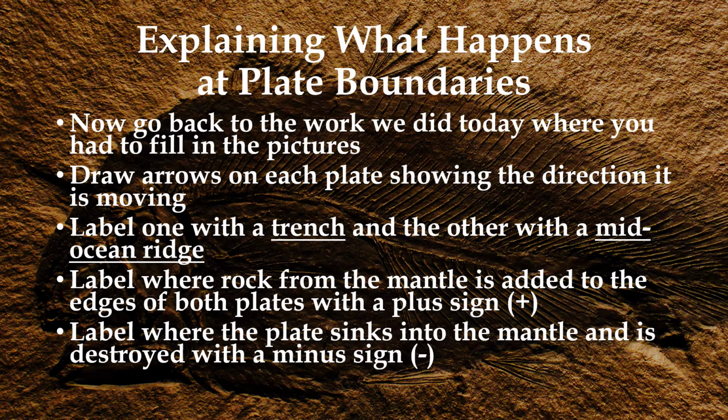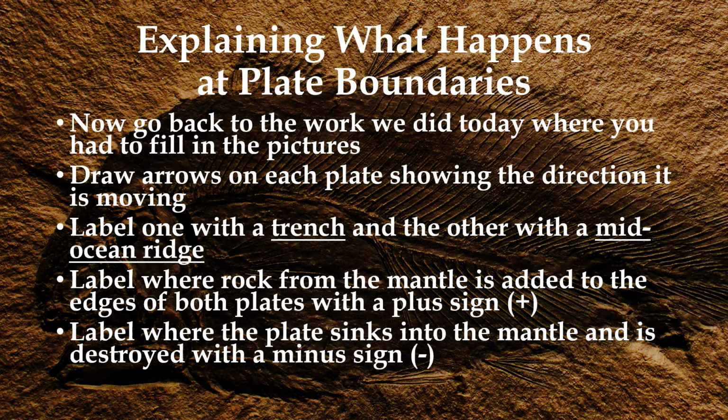It's time to go back to the models that we made at the start of this video, inside of the Explaining What Happens at Plate Boundaries sheet in OneNote. You're going to go back, and now you're going to add to your models. For both types of plate boundaries, draw arrows on each of the plates showing which direction that plate is moving. You should have 4 arrows, 2 for each type of boundary, because each boundary is connecting 2 plates. Label one with a trench that's formed, and the other with the mid-ocean ridge that is formed.